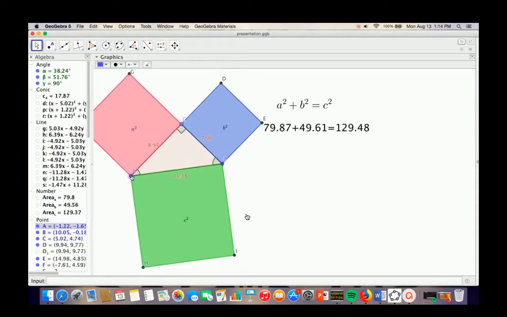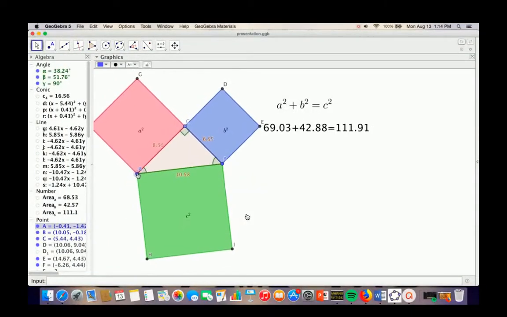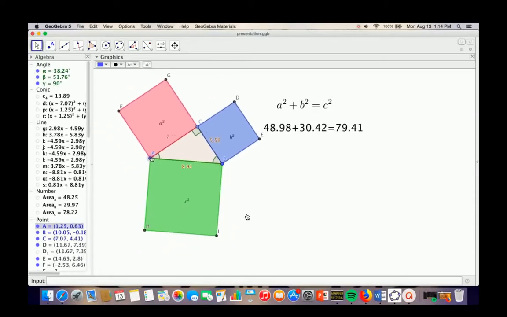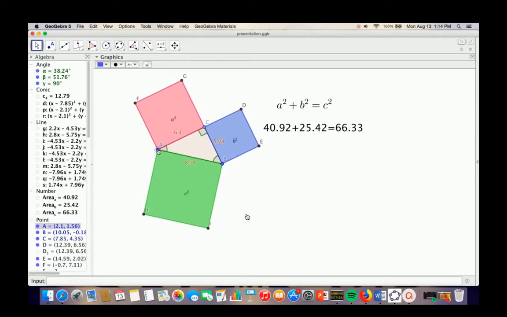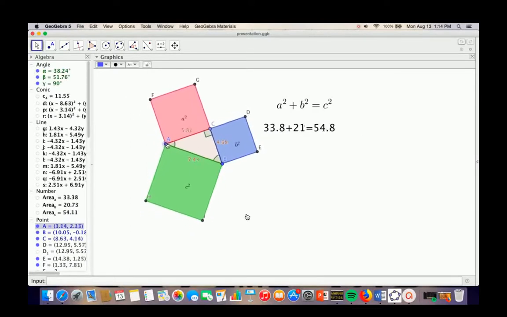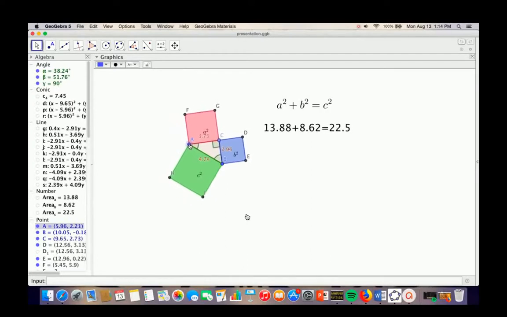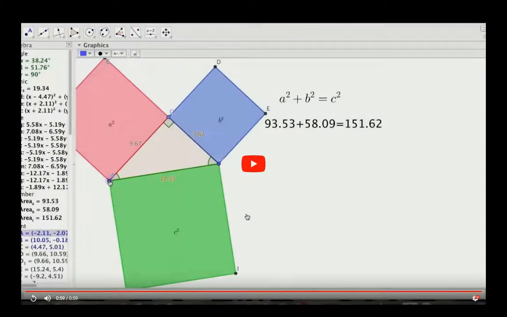Alright, in this demonstration I'm just showing that as you change the dimensions of this right triangle, like the lengths of the sides or the angles, you see that the a squared plus b squared equals c squared formula changes with it. And in all cases, it stands correct, where the sum of the areas of the two smaller squares is equivalent to the area of the largest square.